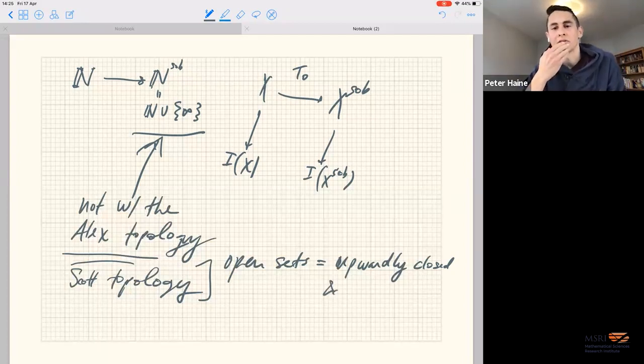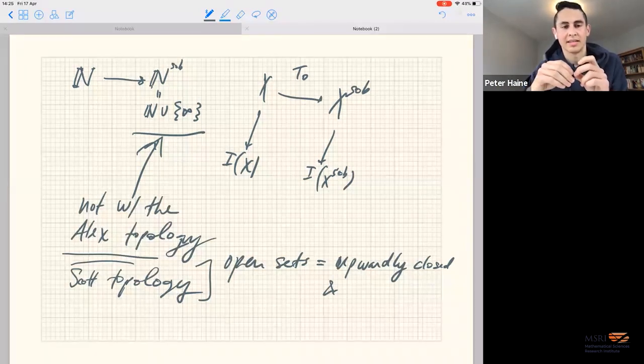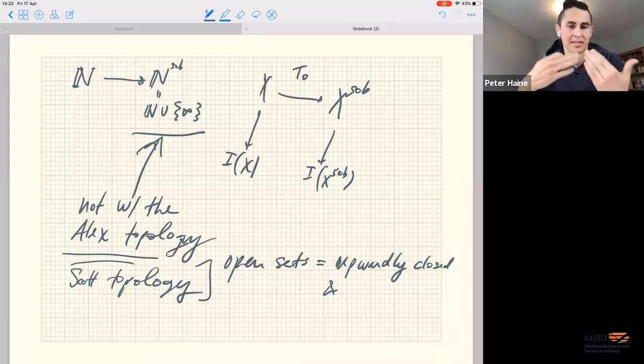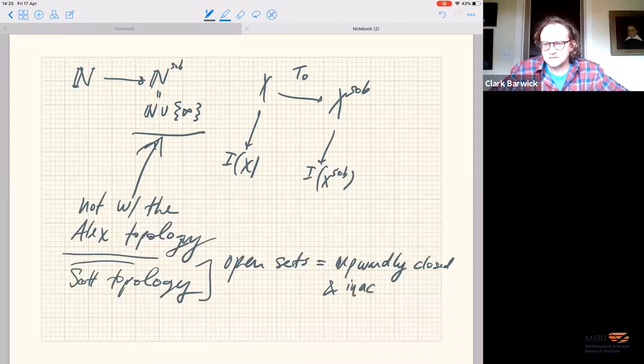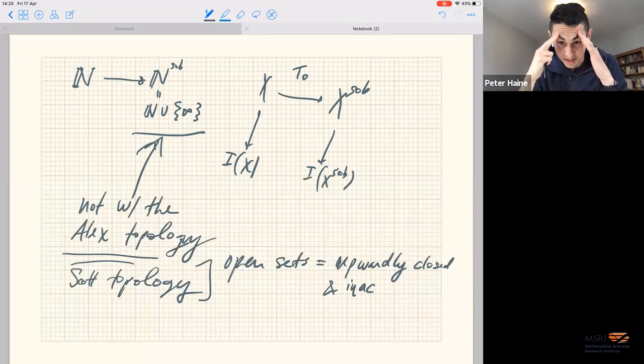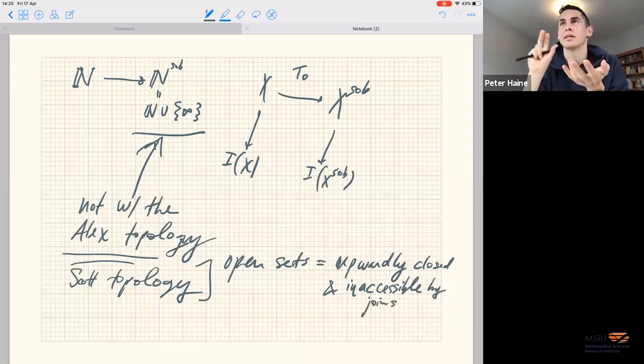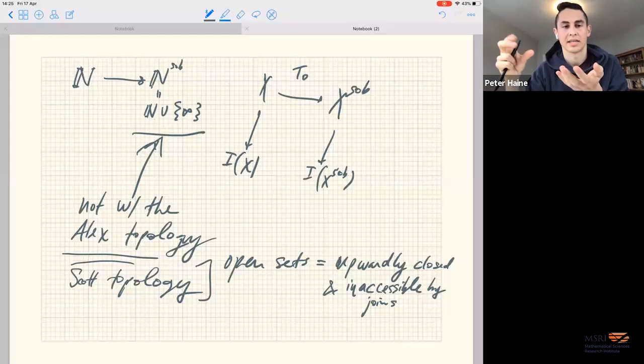How do I say this? If all directed sets with supremum in your thing that's supposed to be open have non-empty intersection with O, with your thing that's supposed to be open. It's a somewhat technical condition, but I think it's, in some sense, to fix up this thing about ascending chain conditions. I feel like this is like saying that it's upwardly closed and, do I want to say filtered? Is that the same thing? So you need all directed sets with supremum in the set to also intersect the set.